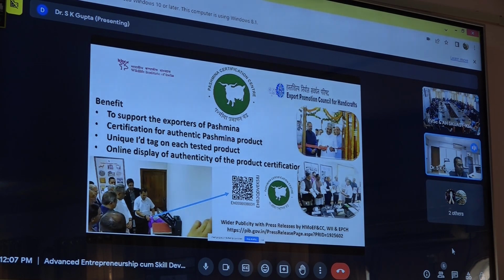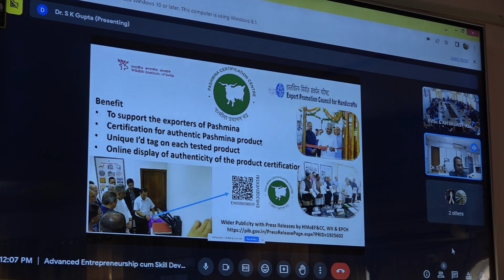So there was a lot of discussion with the Export Promotion Council for Handicrafts, and in the discussion in our ministry also, we came to a common platform that yes, we can establish a lab in our institute. Earlier, I was not opening a lab for commercial testing, but with a lot of discussion, we agreed that a lab can be opened for commercial testing where traders can send their samples for certification.